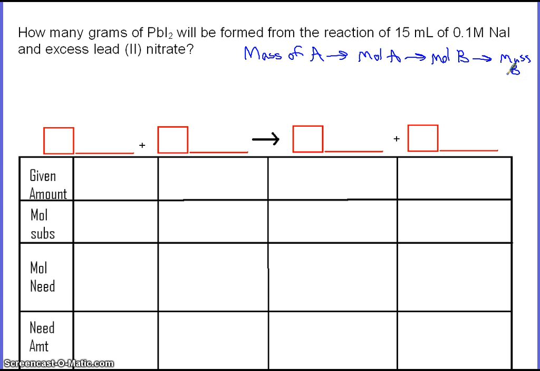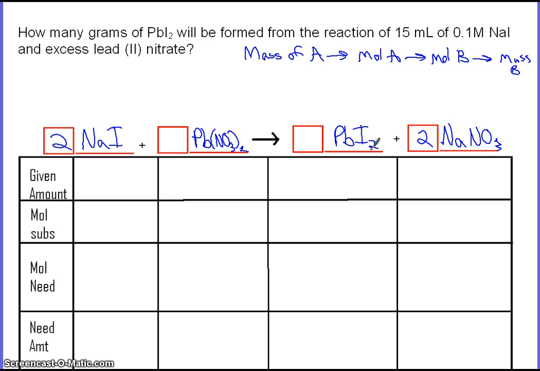So first I need the reaction. So I'm reacting NaI with lead 2 nitrate, so that would be Pb(NO3)2, and I'm making lead iodide, PbI2, and then sodium nitrate. Before I do any stoichiometry, I need to make sure it's a balanced reaction. So I have 2 nitrates here, so I need to have 2 sodium nitrates. It means I have 2 sodiums, 2 sodium iodides, and then that's 2 I's and 2 I's, so that's good.